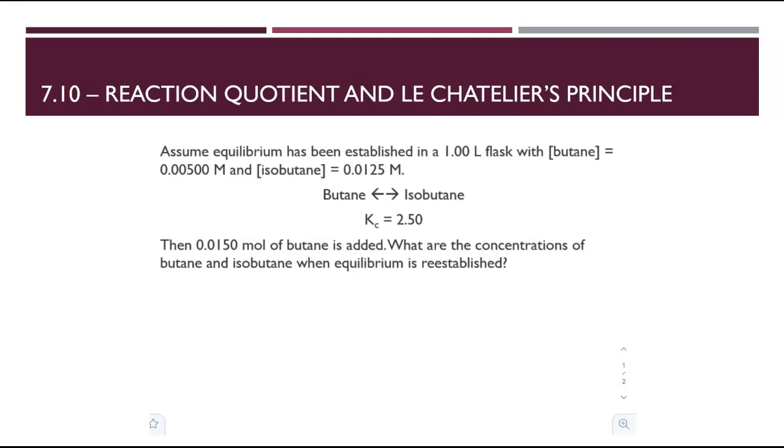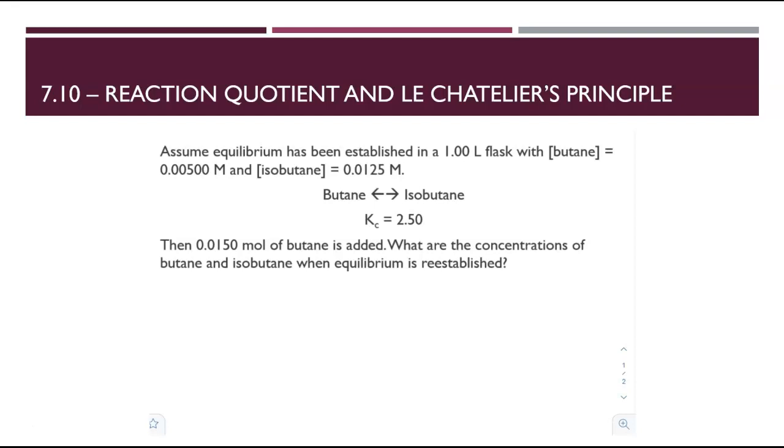So we're going to re-examine our problem with butane and isobutane. So it's the same scenario. Equilibrium's been established in a 1 liter flask with butane with a concentration of 0.005 molar and isobutane with a concentration of 0.0125 molar. And the Kc for this equilibrium is 2.5. Then you add 0.0150 moles of butane. What are the concentrations of butane and isobutane when equilibrium is reestablished?